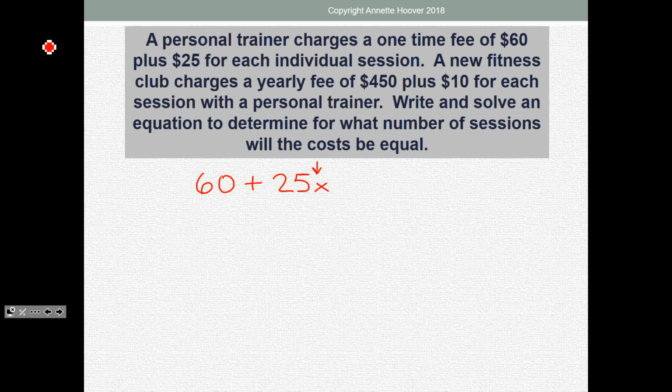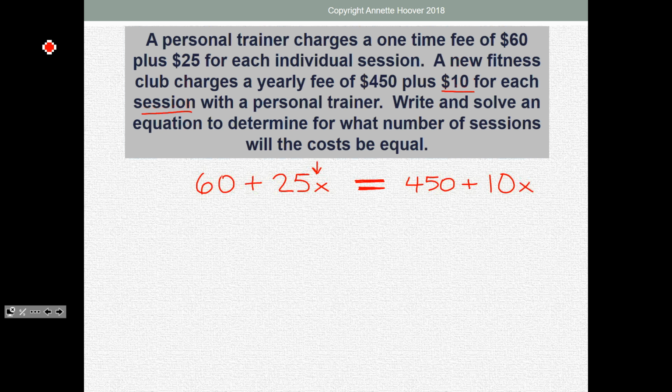A new fitness club charges a yearly fee of $450 plus $10 for each session. So $10 times the number of sessions that we don't know. So we basically had an equation that we wrote on the left side for the first place, and then another equation on the other side for the new fitness center. And then it says, write and solve an equation to determine for what number of sessions the cost would be equal.